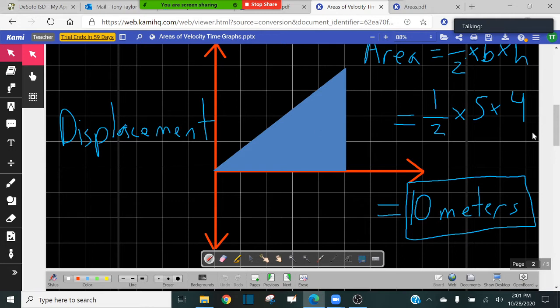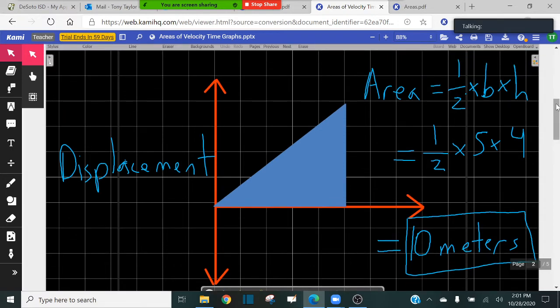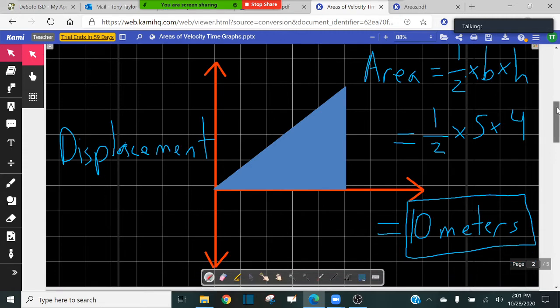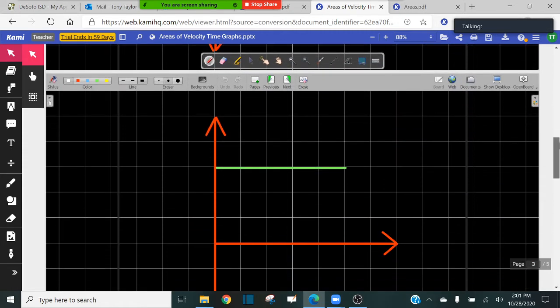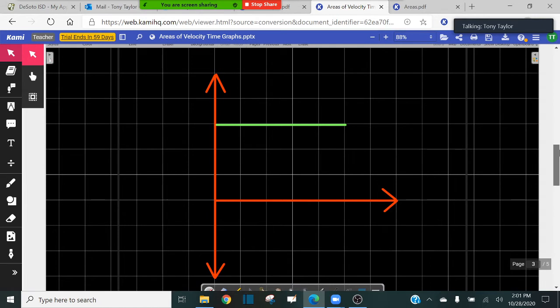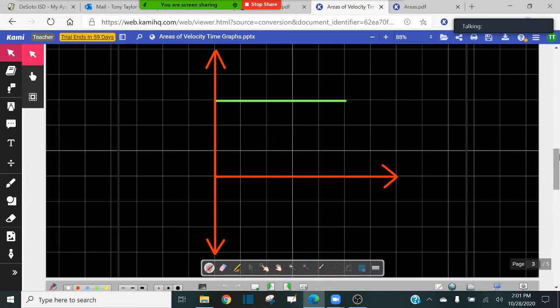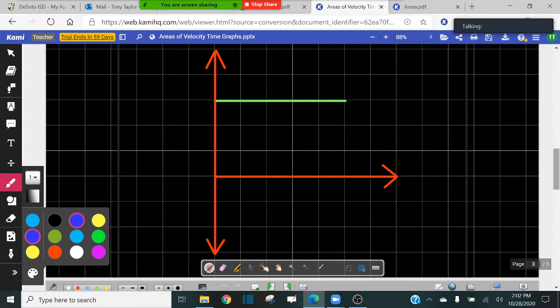Okay. Let us look at a couple more examples. And did everybody follow what I did? Are we good? Can I move on? Okay. Guys, suppose I have a velocity versus time graph that looks something like this. Again, we're plotting velocity along the vertical axis, and we're plotting time along the horizontal axis.